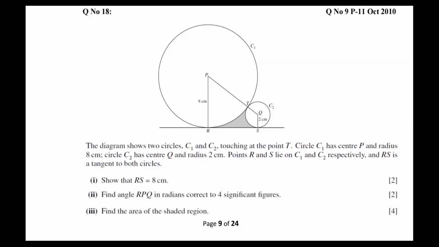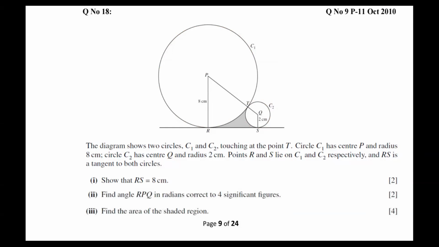Bismillah ar-Rahman ar-Rahim. This is October 2010, variant 11, question number 9. The topic is circular measure. What is the situation we have? We have two circles, you can see very clearly: circle number 1 and circle number 2. The smaller radius is 2 and the bigger radius is 8.